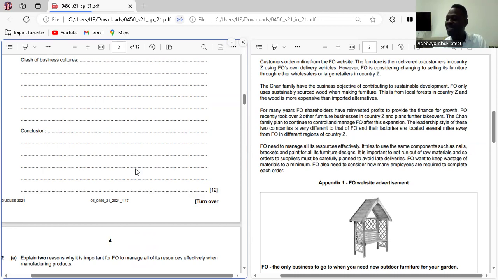Workers may feel reluctant to adapt to changes. This may reduce efficiency. Oh, we are used to this style. We cannot go with this new manager's style. They feel reluctant to adapt to changes. Okay, and that would also be a problem.